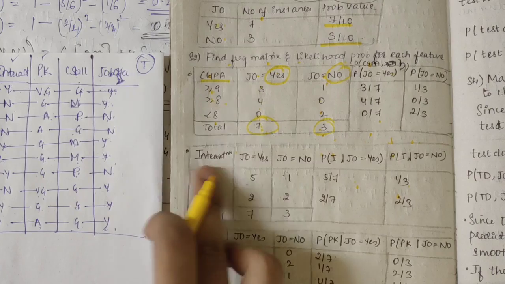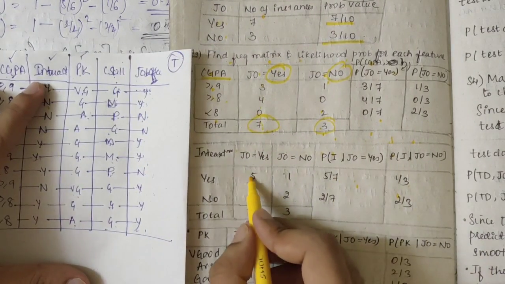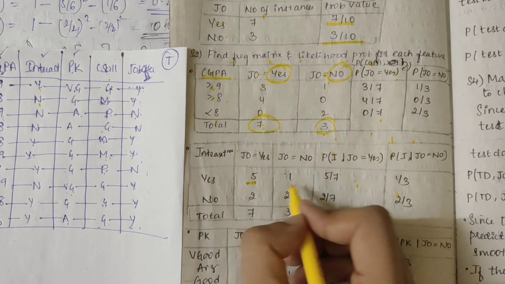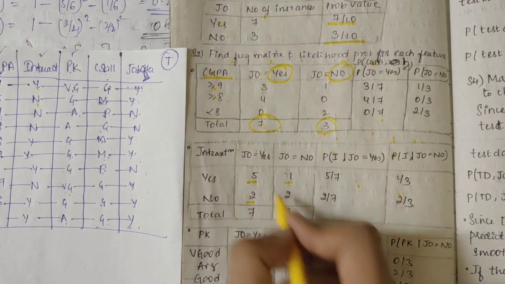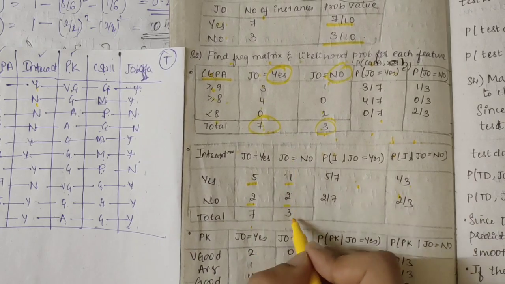Similarly for interactiveness, we have two options here, that is yes and no. We have a total of 6 yes, out of which 5 are yes and 1 is no. And here we have 2 yes and 2 no. So the total here is 5 plus 2, 7, and here it is 3.